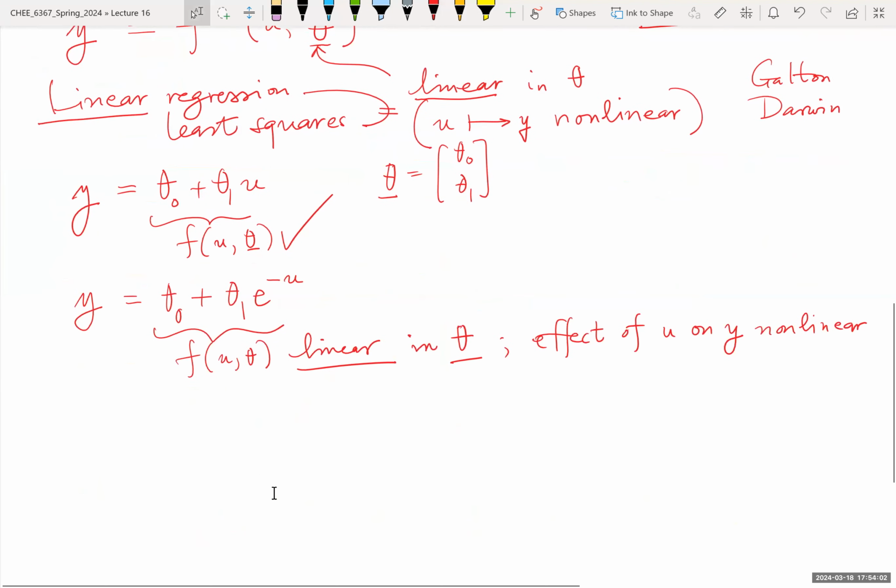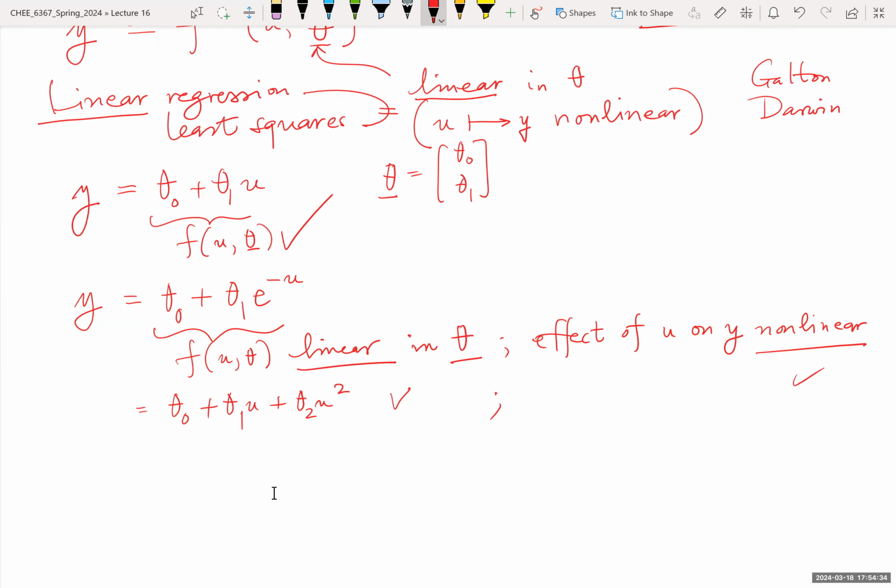You can get several of these linear regression equations. Here's a classic one. That's typically the equation for a thermocouple. You may have seen this. People have figured out that for a limited range, you can connect temperature to the voltage or current generated by a thermocouple by this. Is this linear regression? Yes. Is the effect of u on y nonlinear? Yeah, it's nonlinear here.